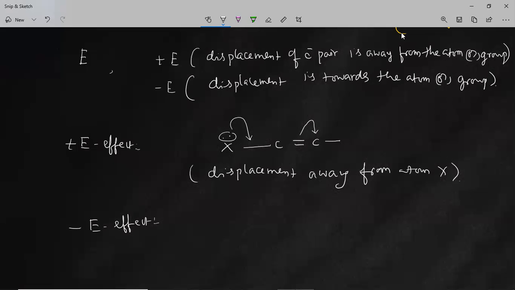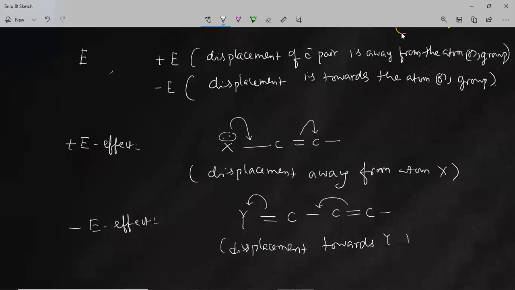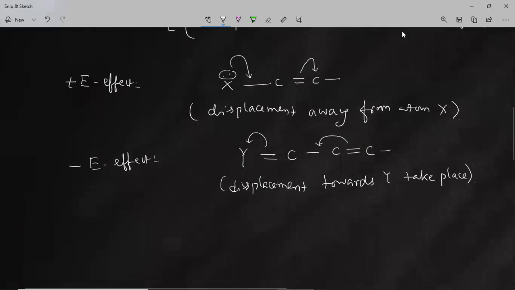Likewise, what is the negative effect in another way of our observation? If a group Y is present with a double bond to the carbon, and that carbon is linked with another carbon like this, then the pi electrons in the carbon chain are shifting like this. As you know, Y will get a negative charge. That means here the displacement is towards Y. So this is another way of observation.